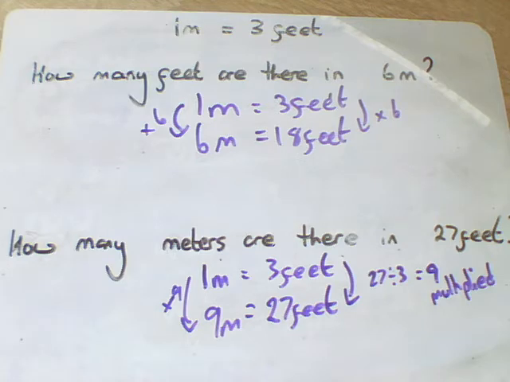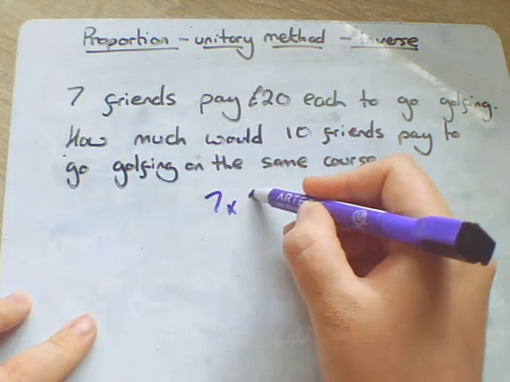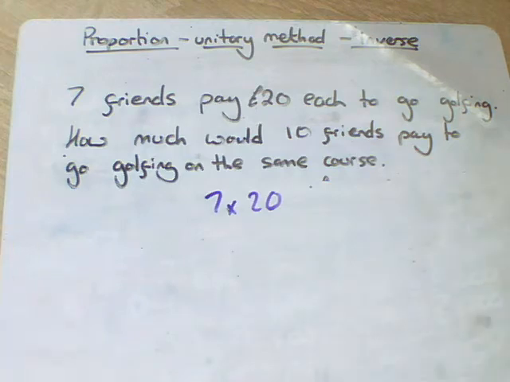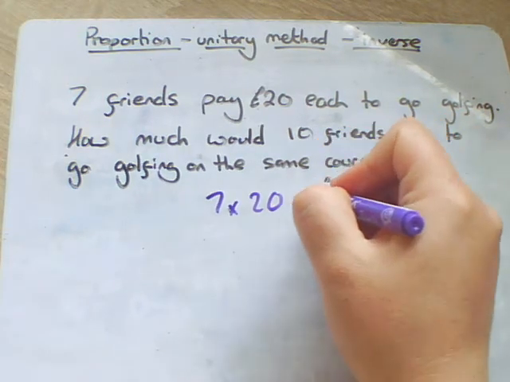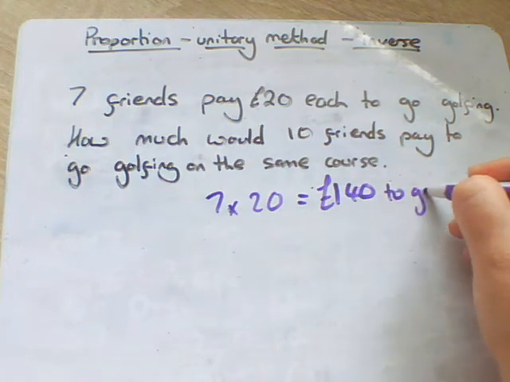Now we're going to have a look at inverse. A little bit trickier, but not by much, so long as you can follow the method. Here we've got 7 friends paying £20 each to go golfing, so they had a set amount of money and they split it 7 ways. How much would 10 friends pay to go golfing on the same course? The first thing we need to know is the cost of the golfing course. So 7 times 20 is 140. In total, it cost £140 to go golfing.